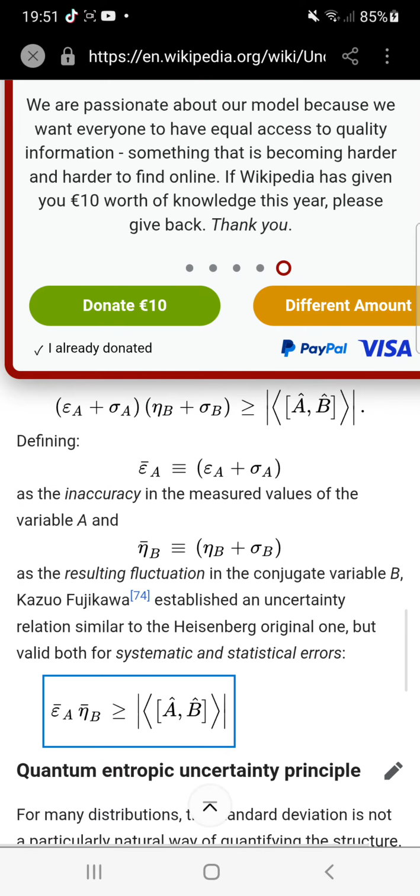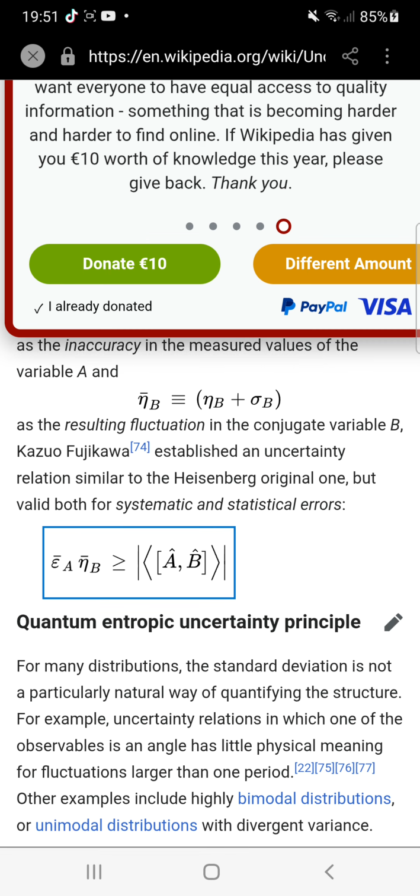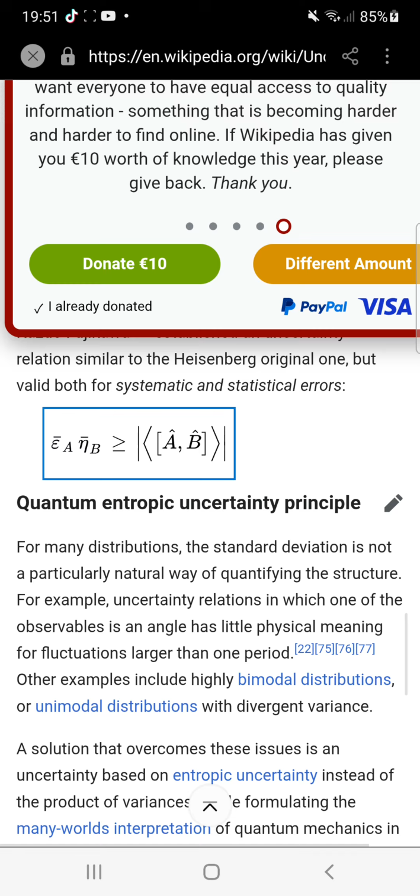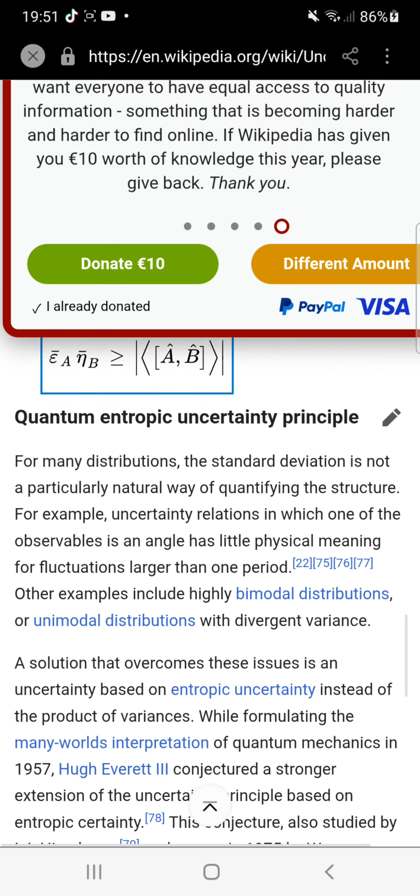As the resulting fluctuation in the conjugate variable B caused, Fujikawa established an uncertainty relation similar to the Heisenberg original one, but valid both for systematic and statistical errors: epsilon A times eta B greater than or equal to the absolute value of the expectation of the commutator of A and B over 2.